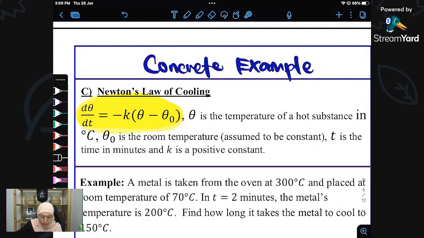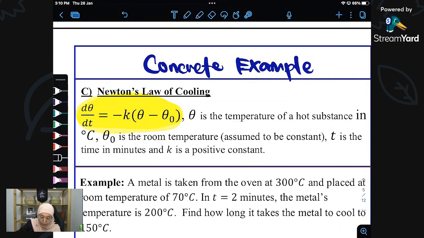So what is Newton's law of cooling anyway? Let's have a read of the equation and the explanation here. d theta dt is equals to negative k times theta minus theta naught, where theta is the temperature of a hot substance in degrees Celsius, and theta naught is the room temperature. Okay, so room temperature perlu ada dalam formula. So the temperature of the hot substance will be minus with the temperature of the room, and then we times it with the negative constant k.